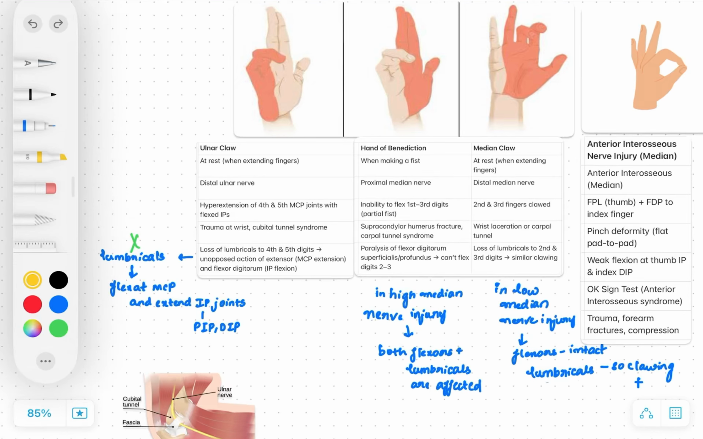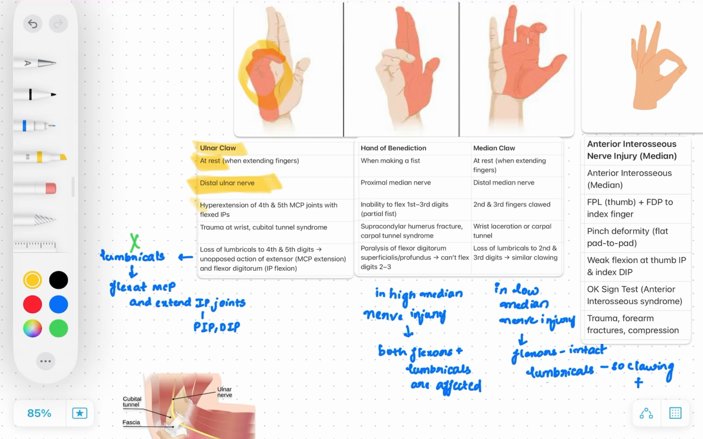Hello everyone, in this video we are going to discuss types of claw hand. First is ulnar claw. This is generally seen at rest. When the hand is resting on a table, we will see flexion of the fourth and fifth fingers, that is ulnar claw. It is generally seen in distal ulnar nerve injury.